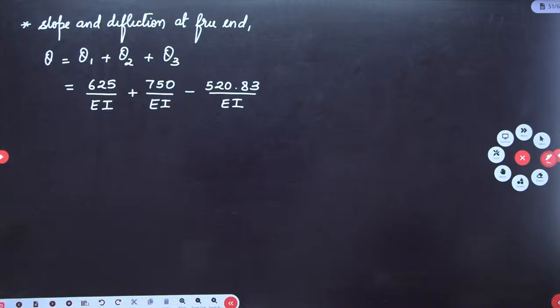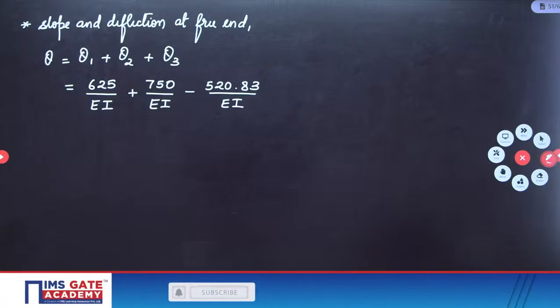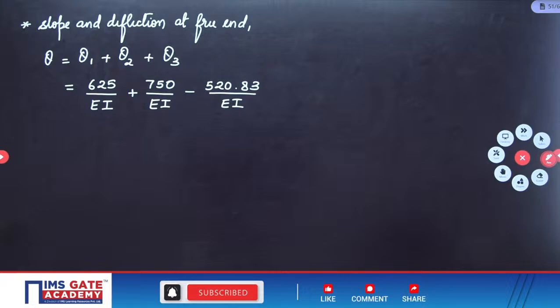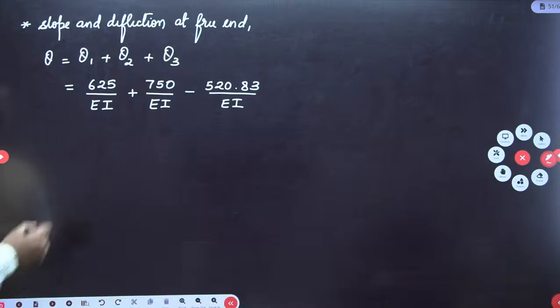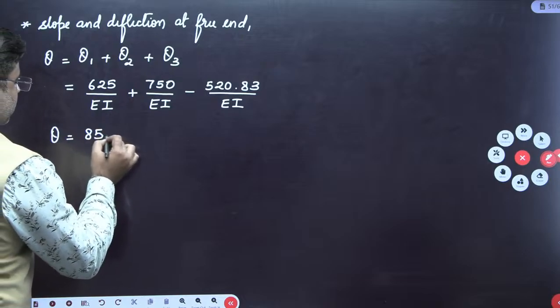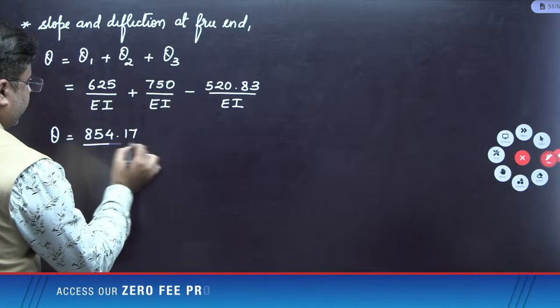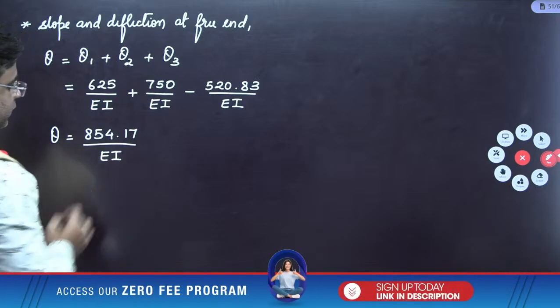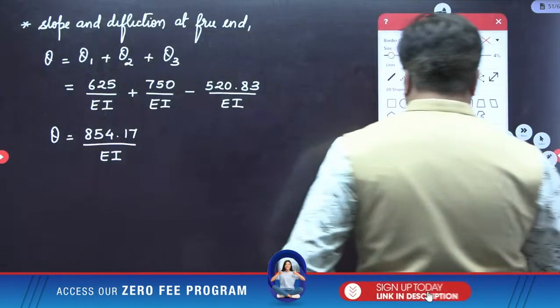So 625 plus 750 minus 520.83. So this is 854.17. So total slope is 854.17 upon EI. This is the total slope at your free end.